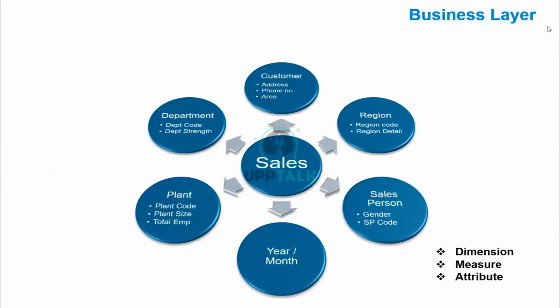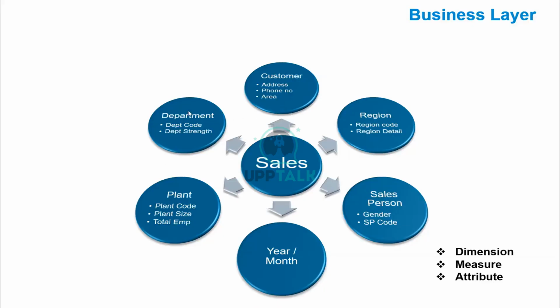It is a pictorial representation of a business layer. You can consider these circles as dimensions, like customer dimension, region dimension, salesperson. These are the folders. Under the customer folder, we have customer address, phone number, area. These are the dimensions. Under the region folder, we have region code, region detail. We have to create it in this manner so that the end user will understand the report better for their analysis purpose.